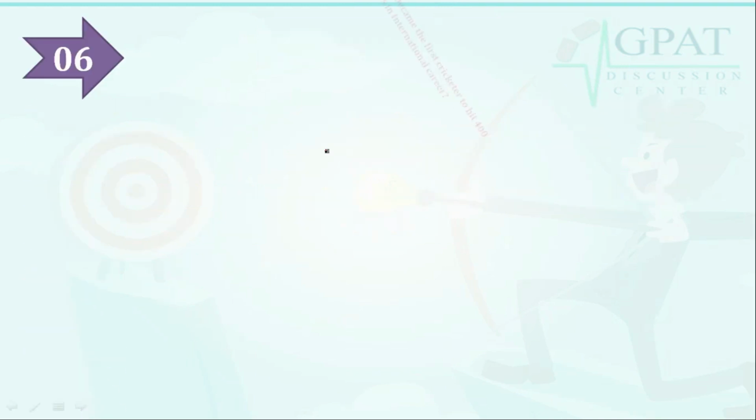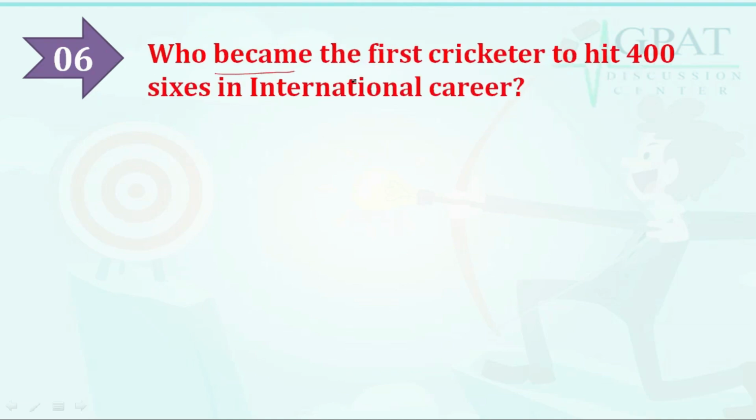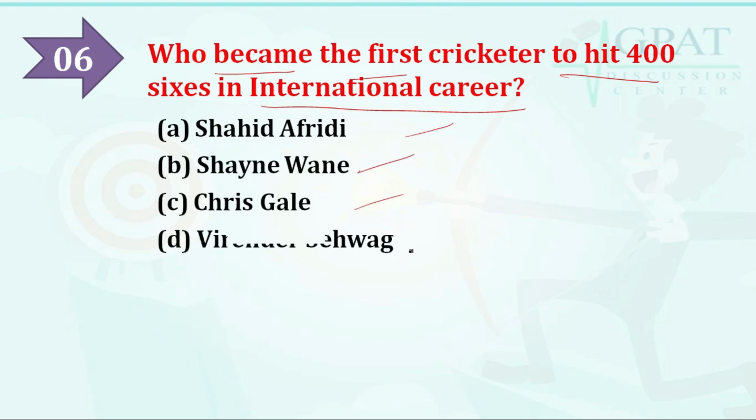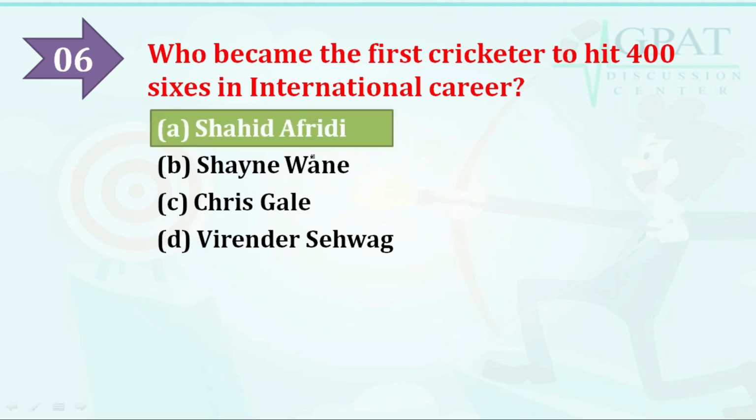So now the next question is: who became the first cricketer to hit 400 sixes in international career? The options are: Shahid Afridi, option B Shane Warne, option C Chris Gayle, option D Virender Sehwag. So who is the first cricketer to hit 400 sixes in international career? The correct answer is Shahid Afridi. Shahid Afridi hit 400 international sixes in his career.